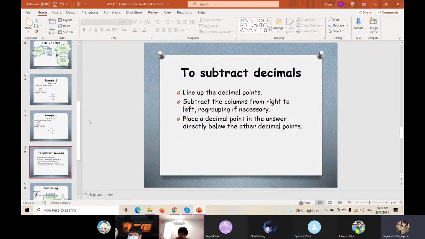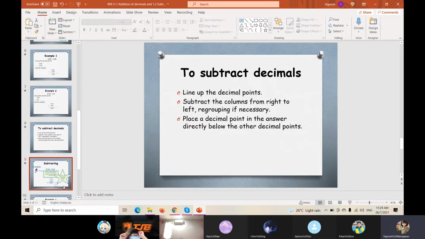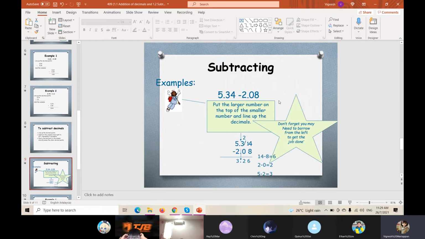Yes, teacher. Okay, so same, we have to line up the decimal points. Subtract the columns from right to left, as usual what we have done for the addition, and then you have to place the decimal point also in the answer. Okay, we move to the example. Subtracting. I give you one example, I explain, and then the next example I want you all to explain to me. Okay? Can or not?